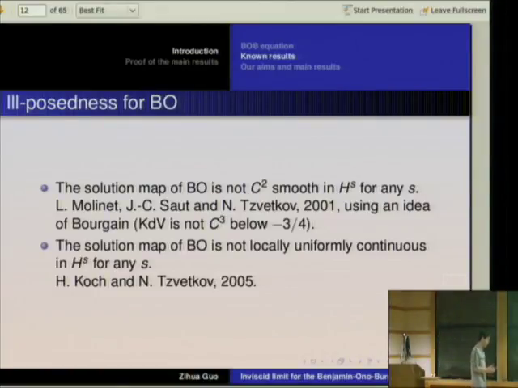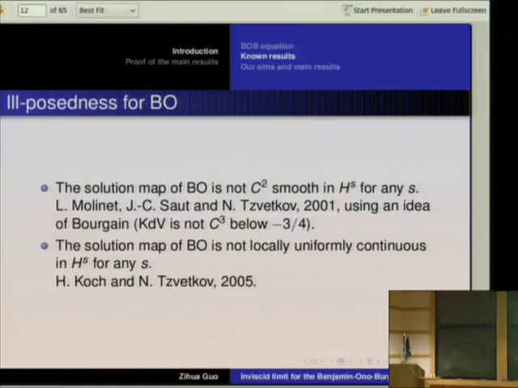See, the BO equation has a dispersion of second order, and the KdV has third order. So BO has less dispersion than the KdV equation. Oh, yeah. So it behaves badly. Yeah. So the well-posedness first one is: the solution map will fail to be C2 smooth in HS for any S. So the solution map cannot be analytic. You mean the fixed time map from the initial data to the solution. To the solution. Exactly. Not smooth in the HS space, right?